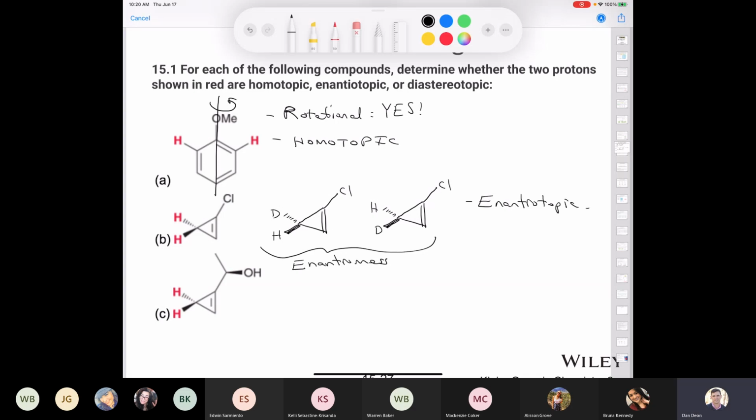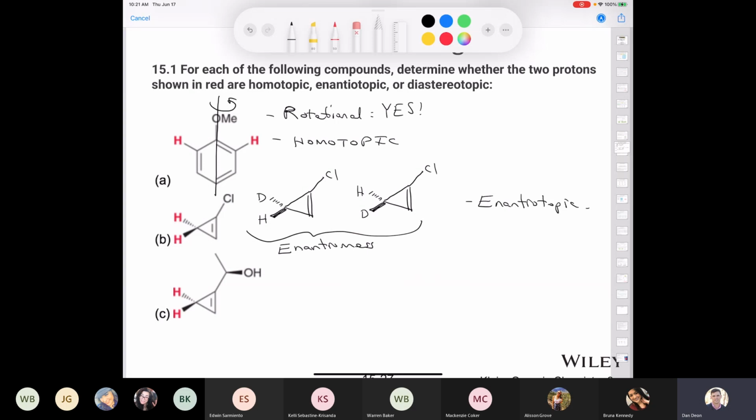It might be helpful to make a model of this compound in order to see the plane of reflectional symmetry. But again, if you can't see it just by looking at it in 2D, no big deal, because all you have to do is the replacement test, and you see that you end up with enantiomers.